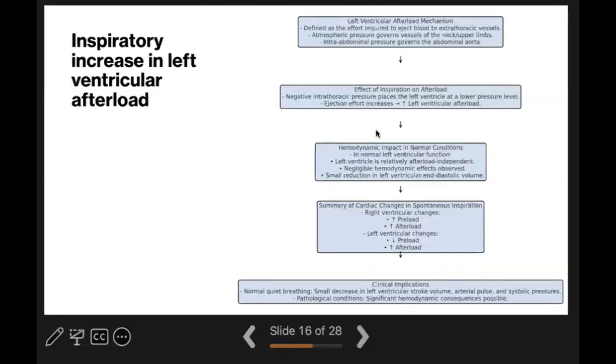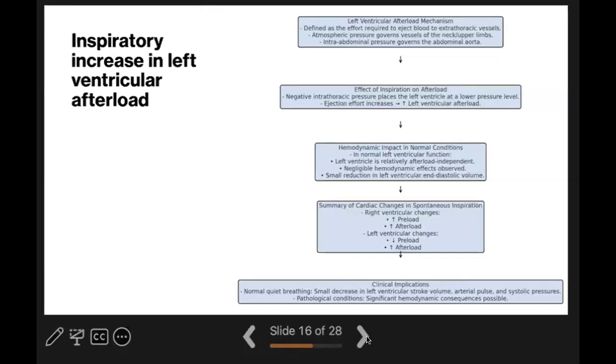Coming on to the left ventricular afterload. The left ventricular afterload can be defined as the effort required by the left ventricle to eject the blood up to the level of the pressure of the extrathoracic vessels. So during inspiration, there is a negative intrathoracic pressure, which places the left ventricle at a negative pressure and makes its ejecting effort greater, thus increasing the left ventricular afterload. So overall, there is an increase in the left ventricular afterload.